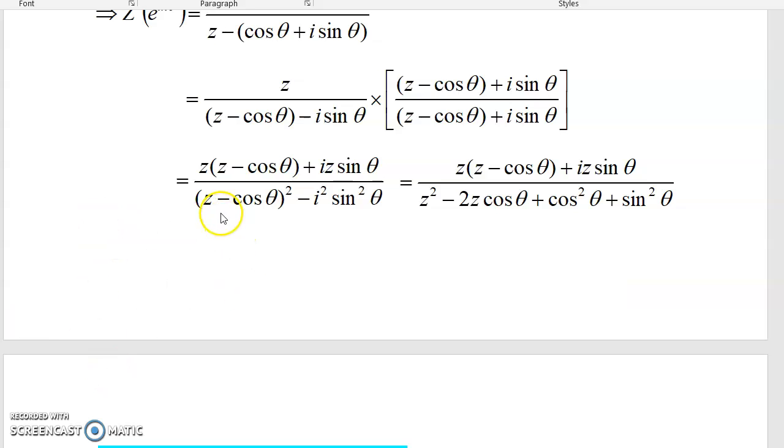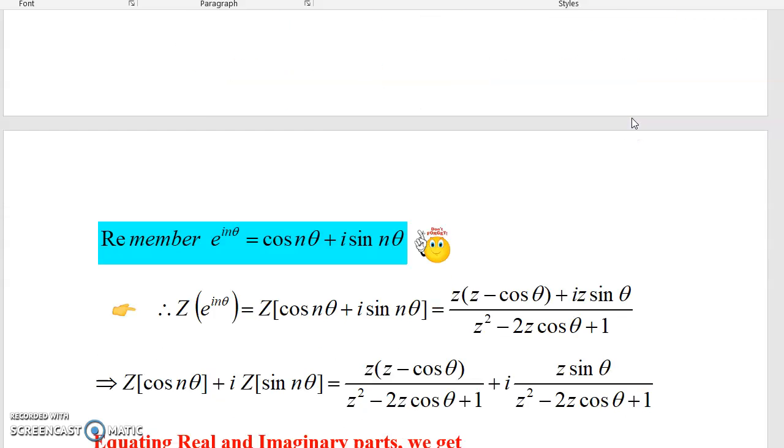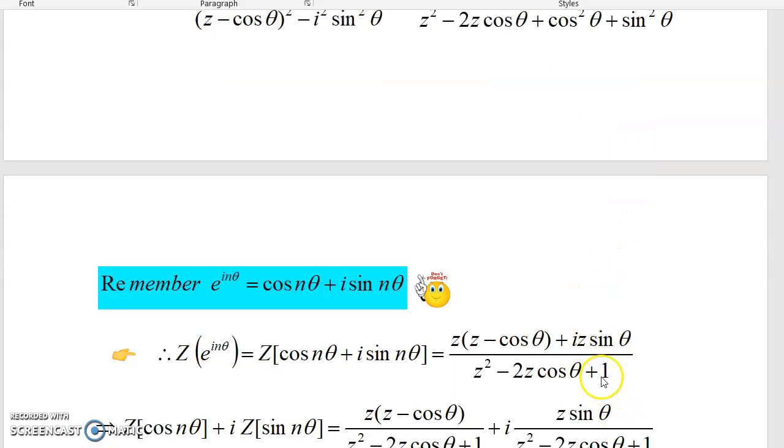And so that's why you have z minus cos theta whole square minus b square. b square means i square sin square theta. And now in the next step, this has been expanded. a minus b whole square, so a square minus 2ab plus b square. So using that formula, and i square will be minus 1, so this becomes plus sin square theta. And when you look at this, it is cos square plus sin square, which will be 1. So it will be replaced as 1 here.